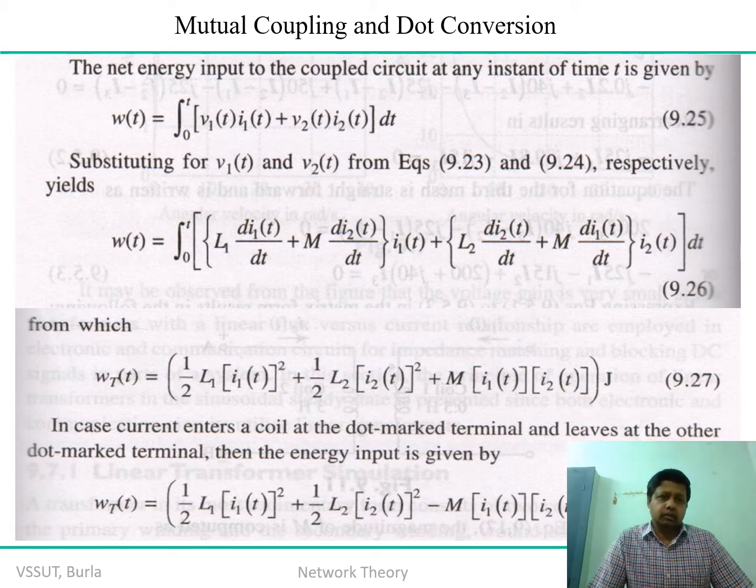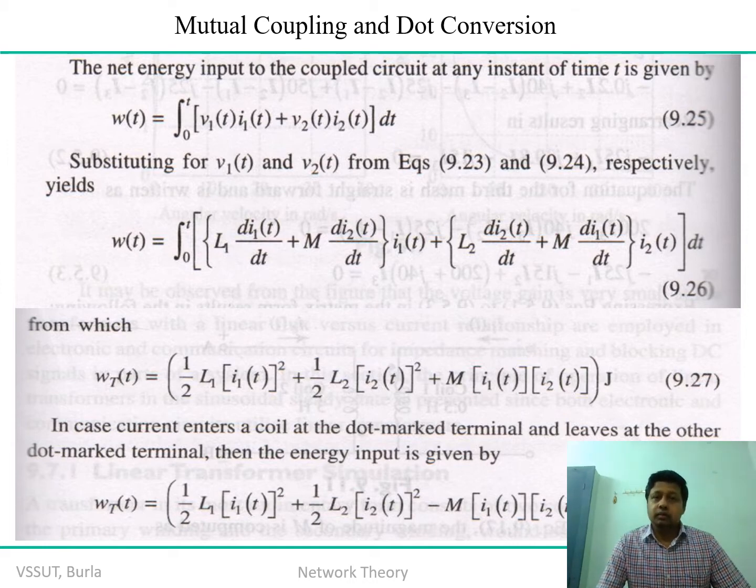If you substitute the values of V1 and V2 from the previous equations, that is V1 equals L1 di1 by dt plus M di2 by dt, and V2 equals L2 di2 by dt plus M di1 by dt, and simplify, separating the L1 I1 square part, the L2 I2 square part, and the remaining mutually induced part, you will get equation 9.27. In this conversion, as referred to in this book, the total amount of energy is additive.